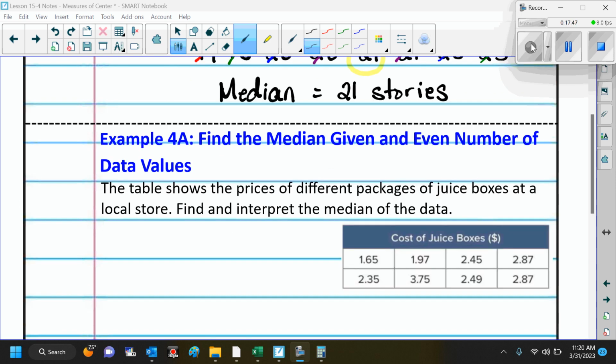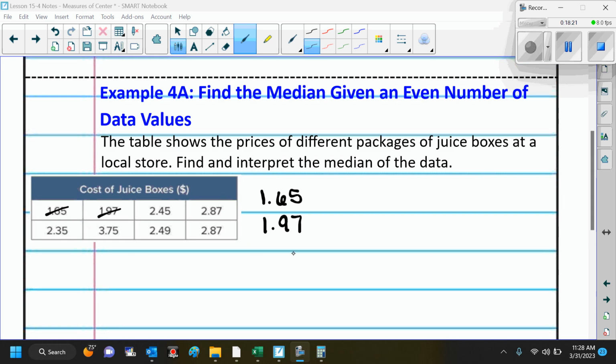So what if you had an even number of data values? This is example 4A. Find the median given an even number of data values. Here the table shows the prices of different packages of juice boxes at a local store. We want to find and interpret the median of the data. The first thing you want to do is put the data in order from least to greatest. Now I'm going to write them going up and down this time.